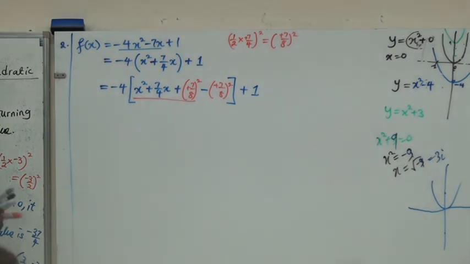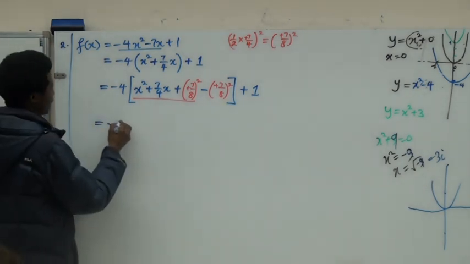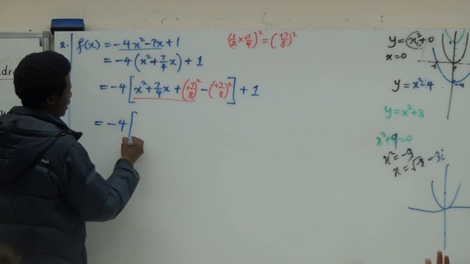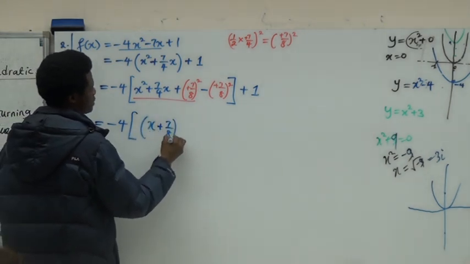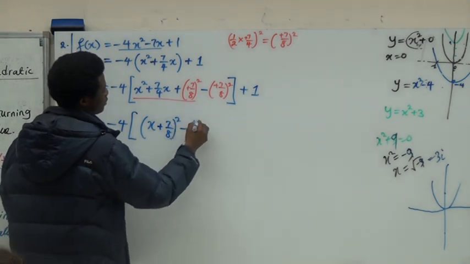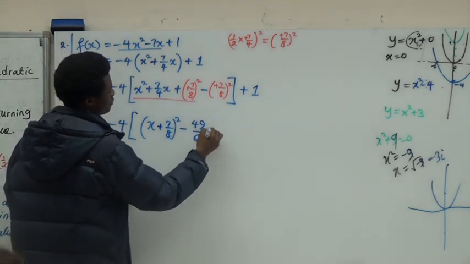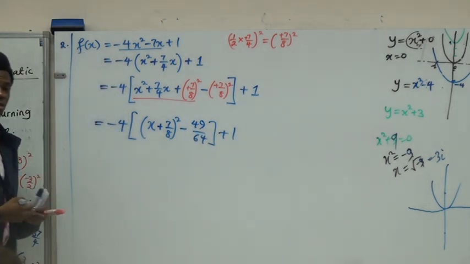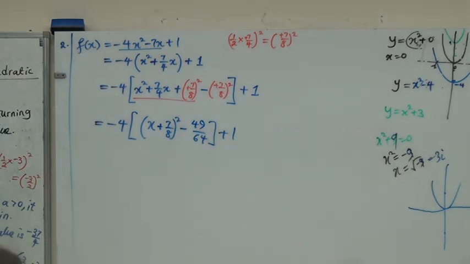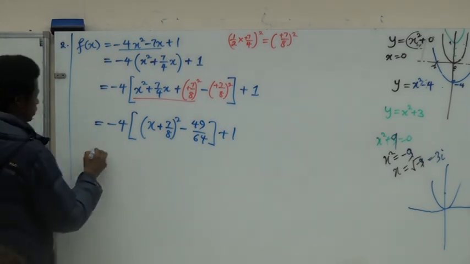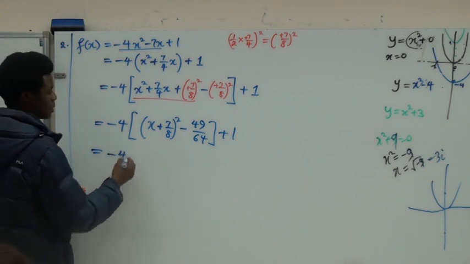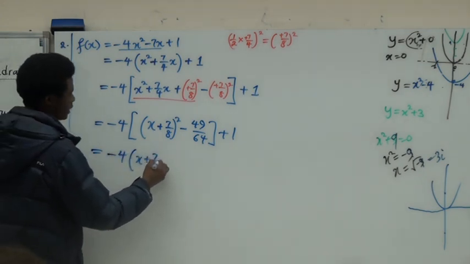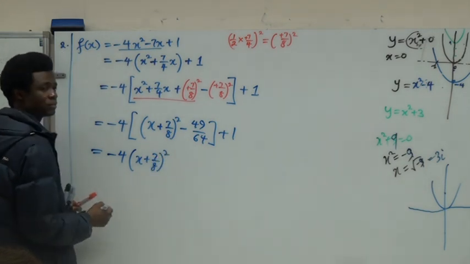Do you remember this? We did this before. So I have -4 times x plus 7 over 8 squared minus 49 over 64. Right? What do we do next? Expand the bracket. So expand for me quickly. -4 bracket x plus 7 over 8 squared.